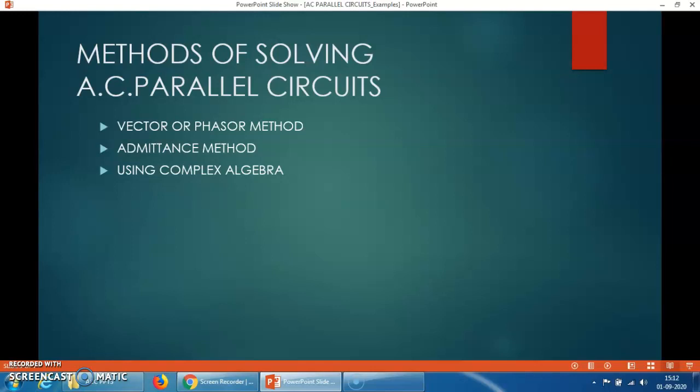If you want to recall, then you just go to YouTube and you can search for the vector method or the admittance method or the complex algebra method and you will get the link. Now today I am going to discuss the various problem solutions by using the admittance method. आज हम admittance method के based example AC parallel examples हम solve करेंगे.